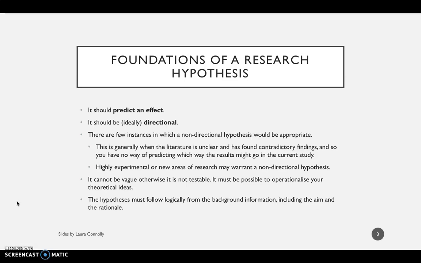There are very few instances in which a non-directional hypothesis might apply. This is generally when the literature is very unclear and has found contradictory findings. And so you have no way of predicting which way the results might go in the current study. Also, highly experimental or new areas of research may warrant a non-directional hypothesis because there's just simply no way of guessing which way the results might go. But other than that, for the most part, you should be providing a directional hypothesis.